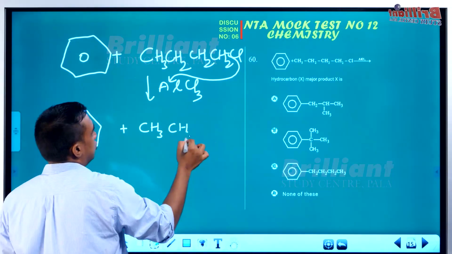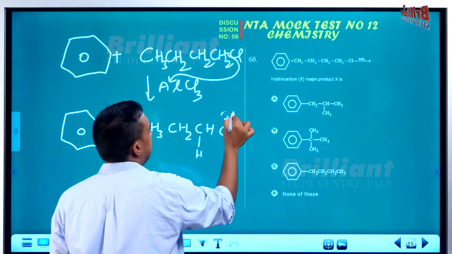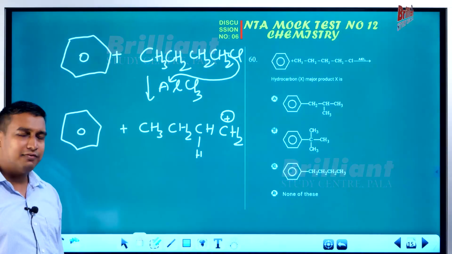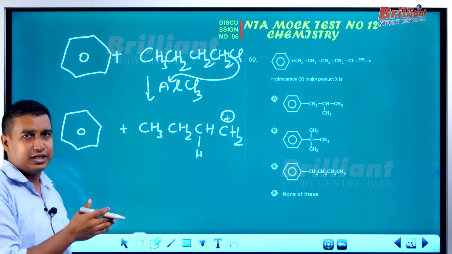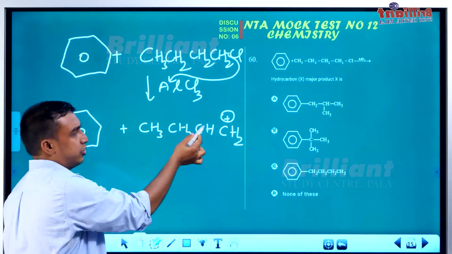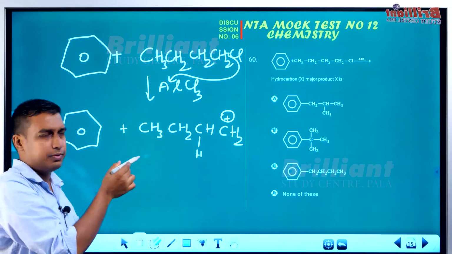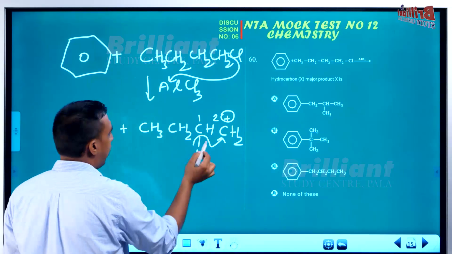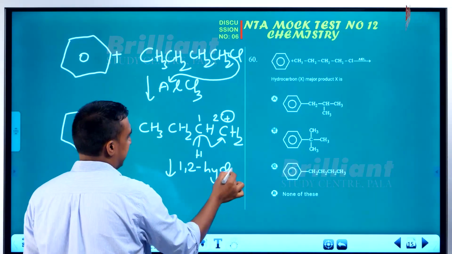CH3, CH2, CH2, CH2 plus. What we have to keep in mind is that I have got a cation. Whenever you get a cation, you have to be careful that there is a chance of rearrangement. This is a primary carbon cation, and the neighbouring carbon is a secondary carbon. So of course rearrangement will happen. So here we have a 1,2 hydride shift.